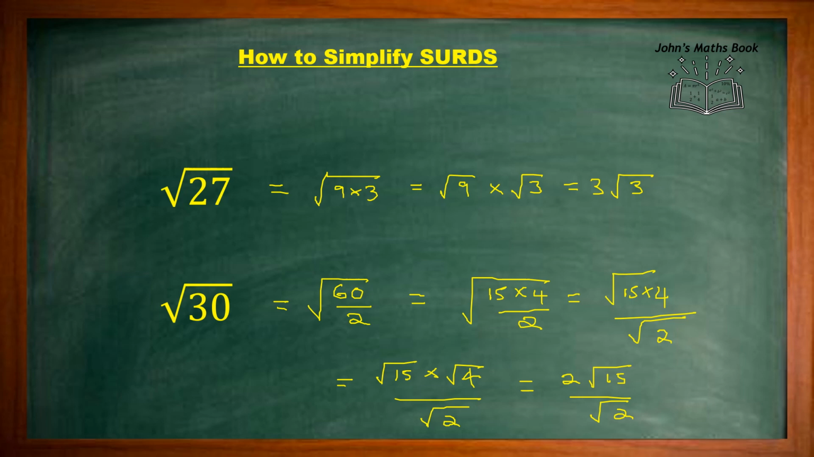Now it's important to note that this technique only works with multiplication and division. When we have addition and subtraction, it doesn't work. So for example, the square root of 11 is not equal to the square root of 6 plus the square root of 5. So we need to remember this.